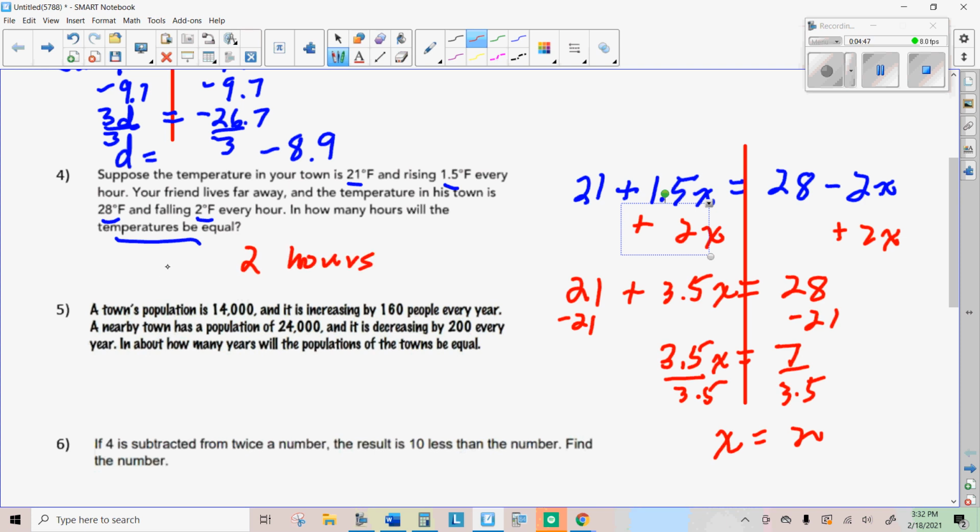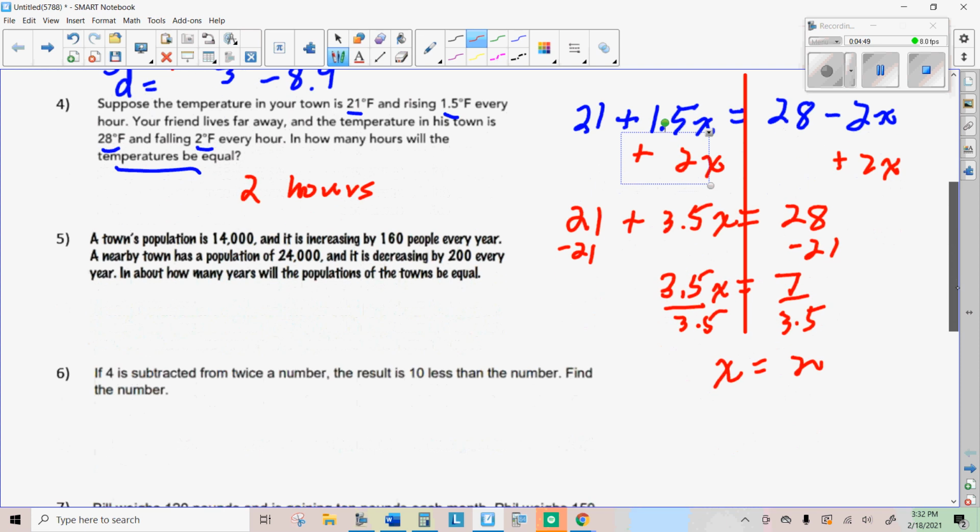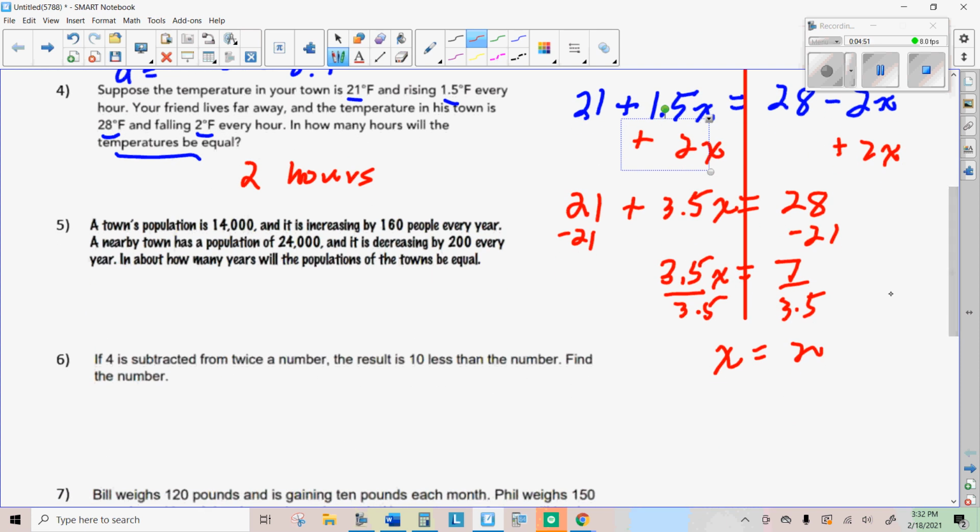All right. Each of the rest of the problems on here you can set up the same way, where you'll have expressions on both sides with a variable and they will equal each other. Just to get you started, I'll just give you the expressions for the next one, and then you can take it from there. A town's population is 14,000, and it increases by 160 every year. So you can do 14,000 plus 160 times x, where x is the number of years in this case.